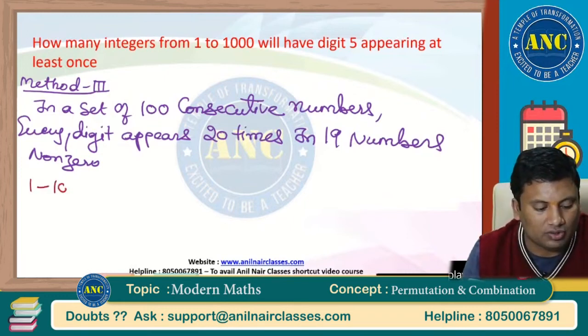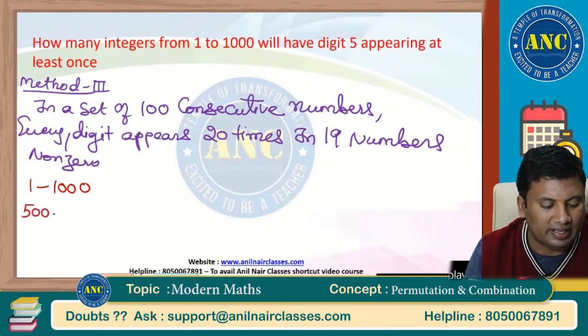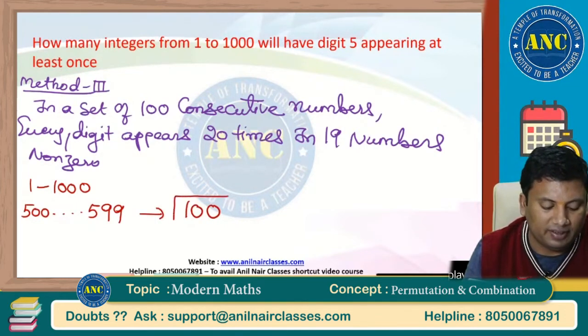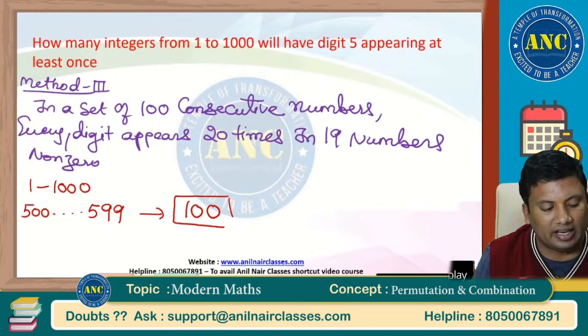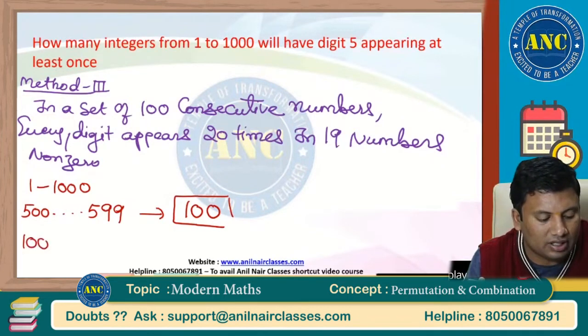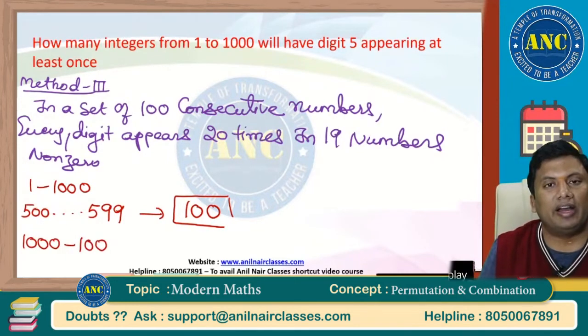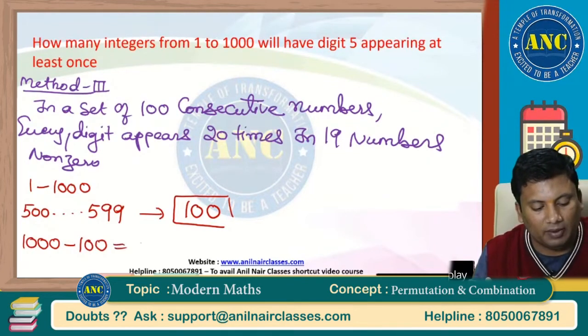From 1 to 1000, from 500 to 599, definitely every number contains 5. So 100 numbers are over. Out of 1000, 100 we have to subtract, because from 500 to 599 every number contains 5. Remaining 900 numbers are there.